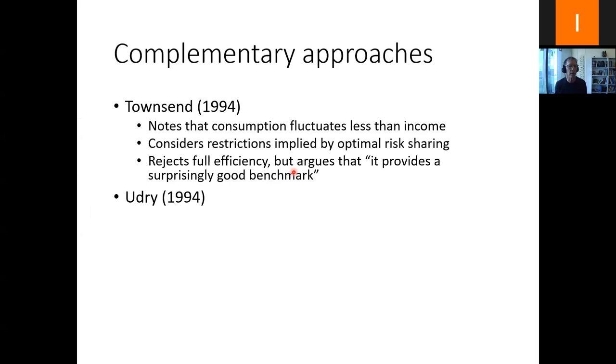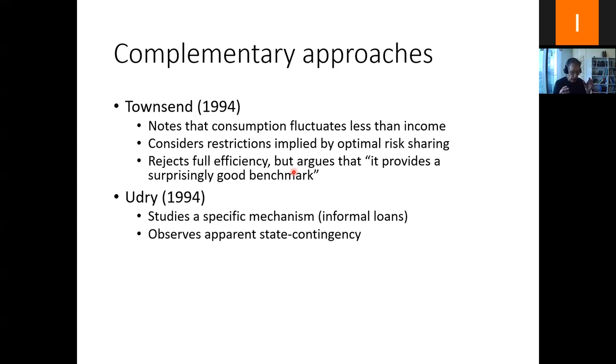Okay. So I had a paper that came at the same question from a completely different direction. I studied a specific mechanism, and that's informal loans in northern Nigeria. I was not interested in insurance. I was interested in these informal credit markets in northern Nigeria, and I was focused on other issues entirely. But as I was collecting data and talking to people, they kept telling me that they could not tell me what they were going to repay on their loans. And when they were making loans to somebody else, they kept telling me they couldn't tell me what their borrower would repay them.